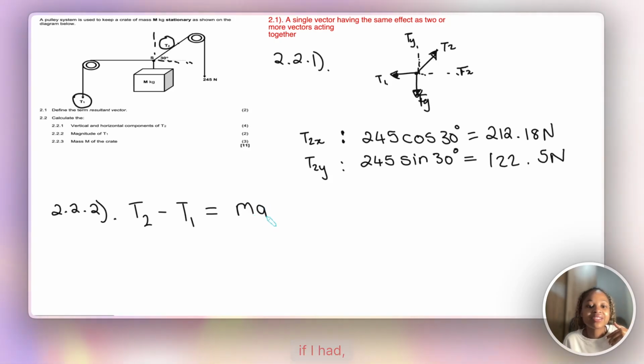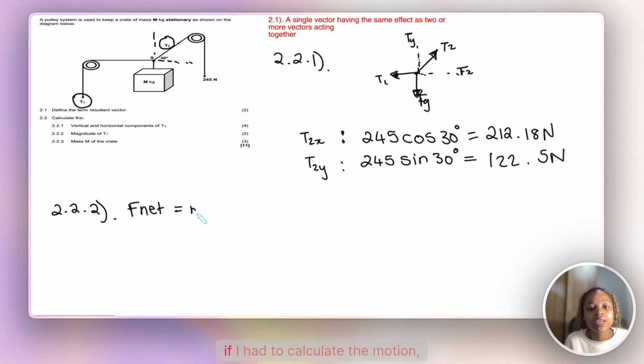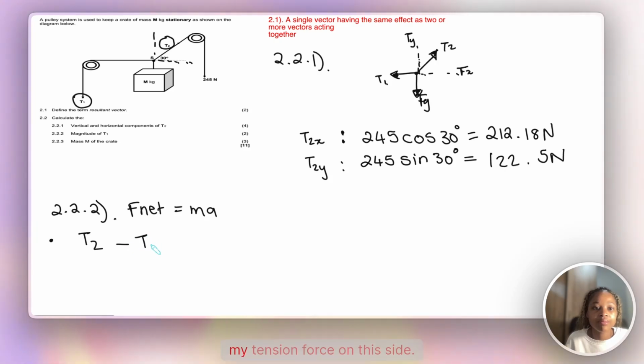Let me just make this F net is equal to ma. If I had to calculate the motion, if it was moving, I would have T2 acting in this direction, and then I would have to subtract T1, my tension force on this side. And then I would have my mass, which I don't know. My acceleration is zero because this is stationary. It's not moving at all. So do I have T2? Yes, I actually do have T2.